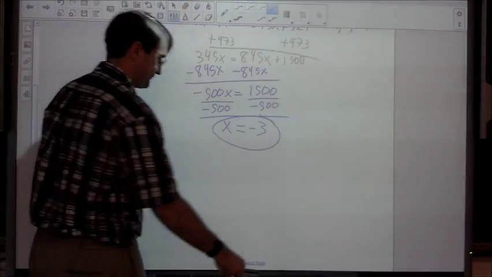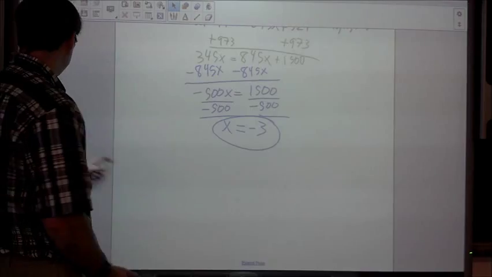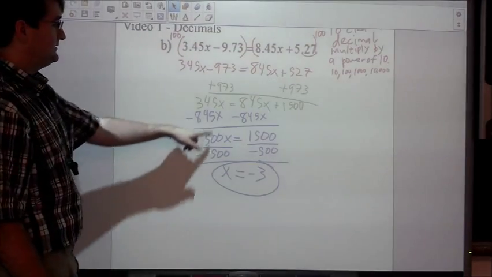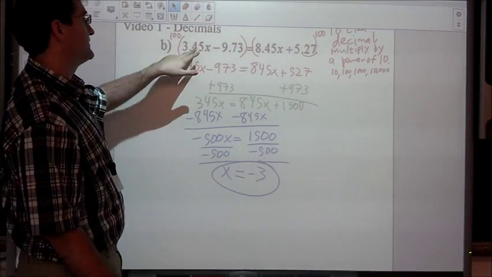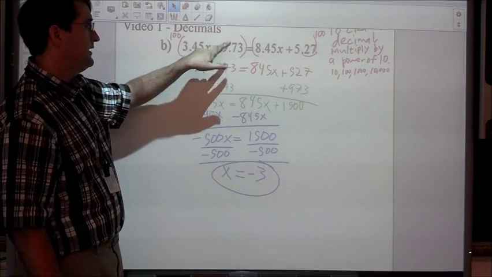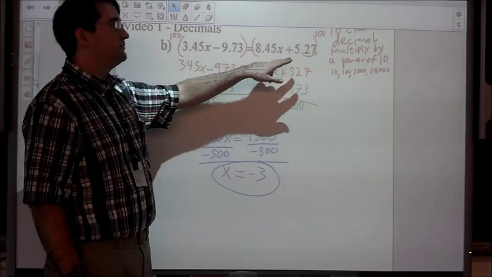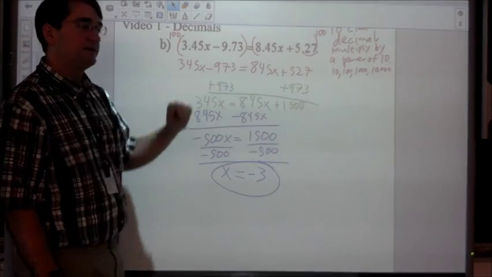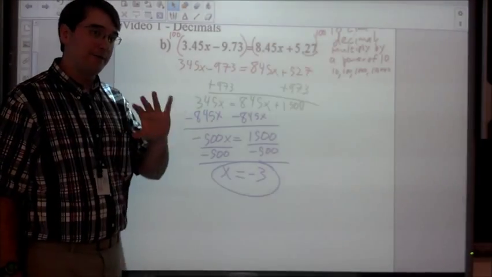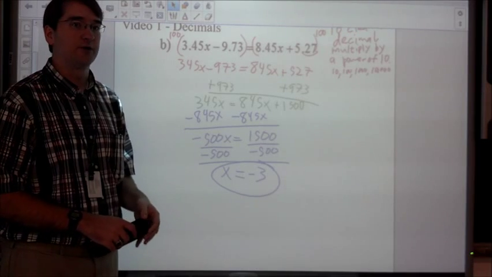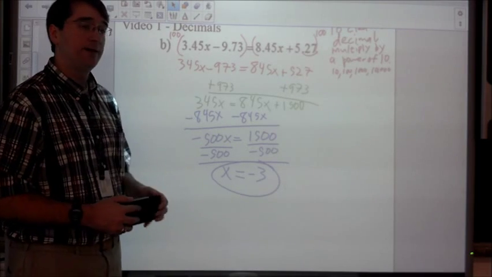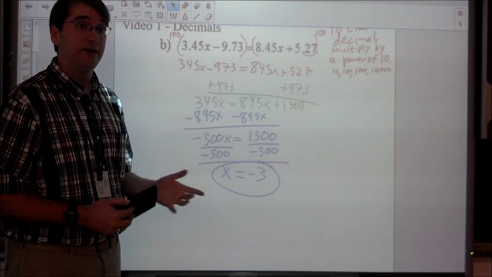Easy peasy. We could take that negative 3 and plug it back into the original equation, do 3.45 times negative 3 minus 9.73, and then do 8.45 times negative 3 plus 5.27 to check to make sure that they balance out. And you should do that. There are a few questions on the homework where you need to check. So make sure that you pay attention to when you're supposed to check, and make sure that you do that.